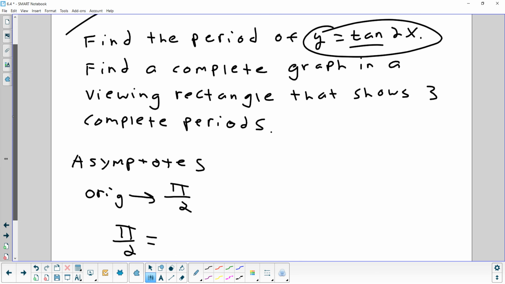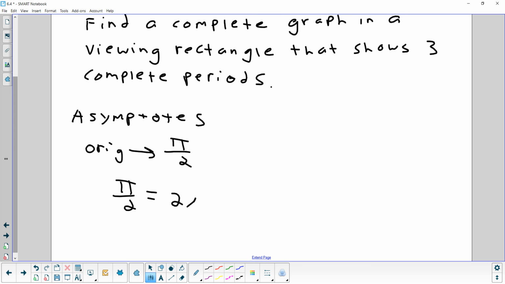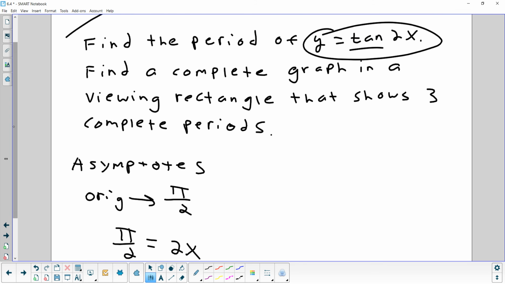What's my argument in this one? 2x. Now, think about what putting a 2 in front of x should do. That's a horizontal... What's the 2 going to do? Compression. That's a compression.